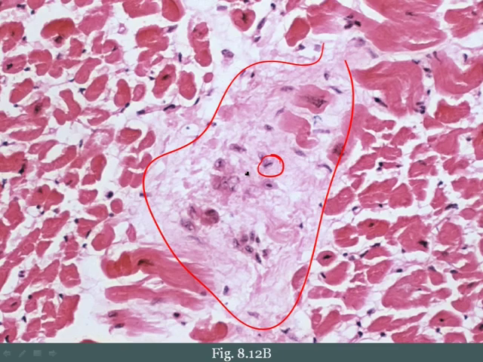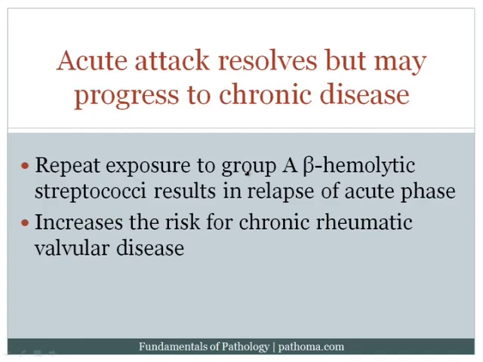Now recall that I told you that there would also be pericarditis, and so the pericarditis can lead to a friction rub, and so these patients can also develop a friction rub. Now the acute attack will eventually resolve, assuming that the patient doesn't die from the myocarditis, but it can progress to chronic disease. So you can actually develop chronic rheumatic heart disease, and that occurs when there's repeat exposure to group A beta hemolytic strep, which then results in a relapse of the acute phase, and each time you relapse the acute phase, it increases the risk for chronic rheumatic valvular disease.